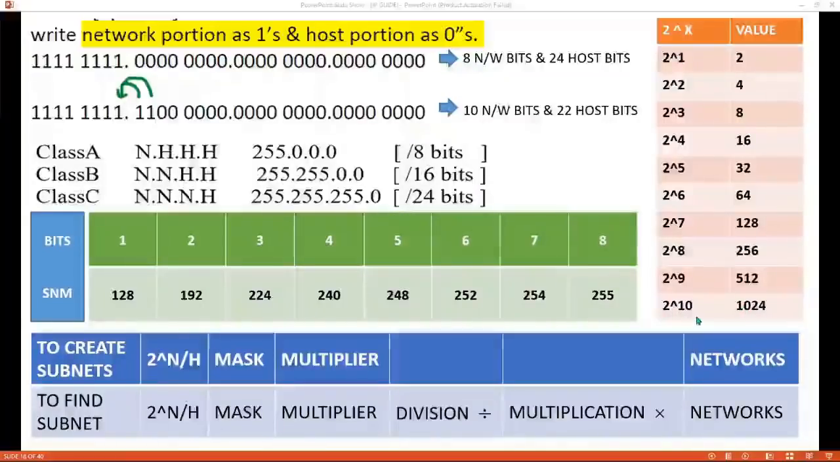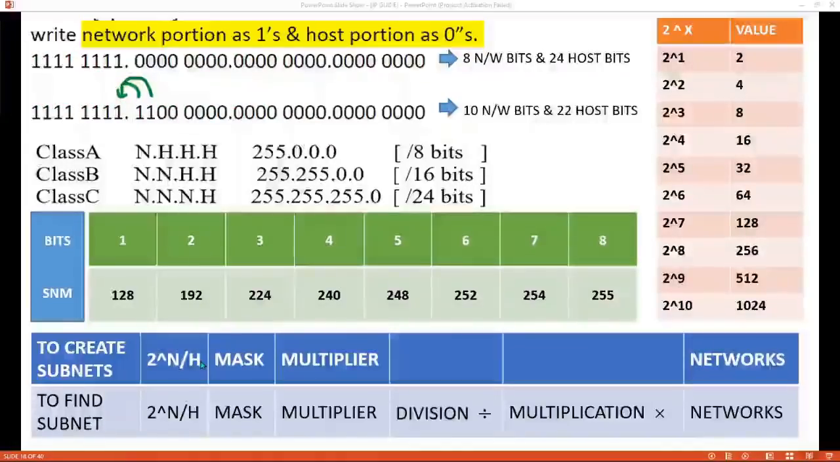To easily answer the IP calculations, I'm using this table. If I approach it step by step, I can easily reach the networks. For example, if they ask you to create or find the subnets, you use these jargons: first 2 to the power n or h, then the subnet mask, which I represent as mask, then the multiplier, then the networks. So simply remember NH, mask, multiplier, networks. This is the jargon you need to remember for finding the subnets and writing the networks. I will explain how to proceed with this in the next section.